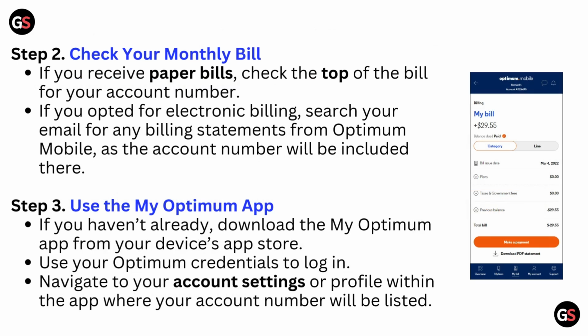Step 2. Check your monthly bill. If you receive paper bills, check the top of the bill for your account number. If you opted for electronic billing, search your email for any billing statements from Optimum Mobile, as the account number will be included there.